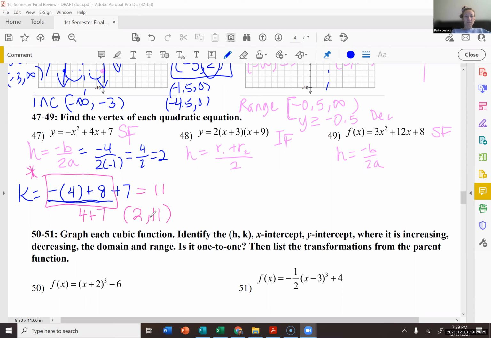Wonderful. So then looking at 48, in this case, we need to find R1 and R2. So remember that we switch the signs in the parentheses. So H is going to be -3 plus -9 divided by 2. -3 plus -9, we add and keep the sign the same, -12 divided by 2, which is -6.